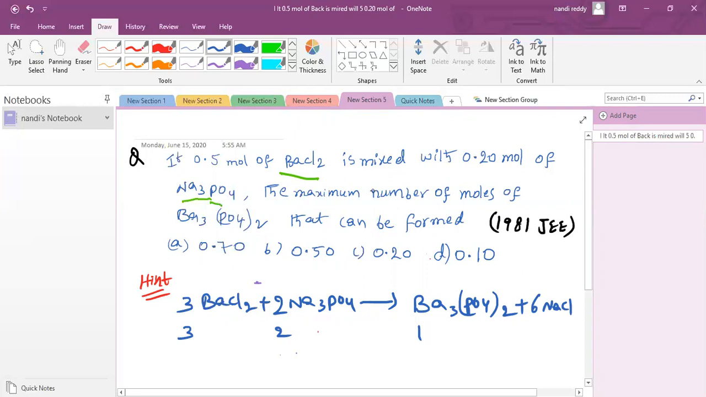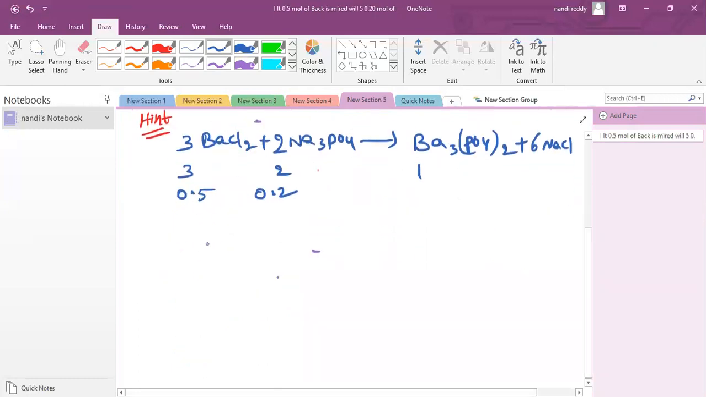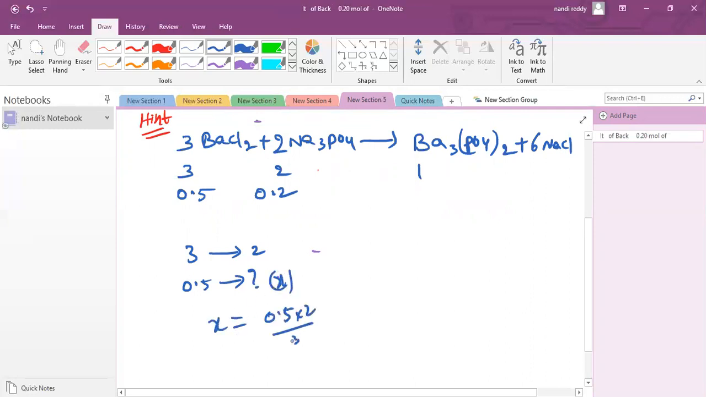But in the question here they have given this as 0.5 moles and this as 0.2 moles. Which is the limiting reagent? We need to find out again. Is it clear? So we can find out here. We know that 3 moles requires 2 moles of sodium phosphate. Then 0.5 moles requires how much? Then x equals 0.5 into 2 by 3. This will approximately give 0.33. But we need 0.33, and in the question they have given only 0.2.